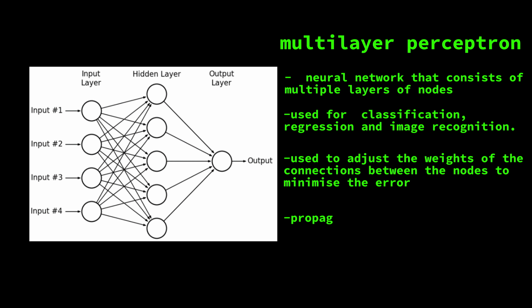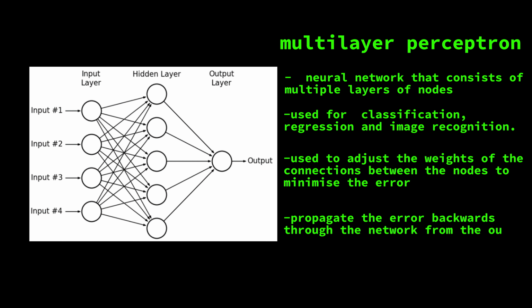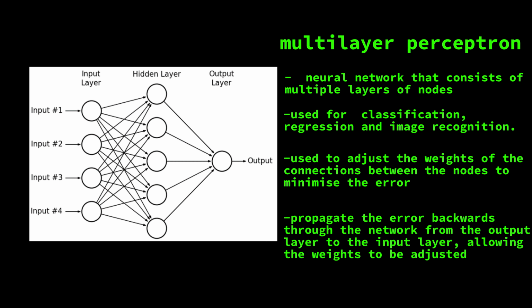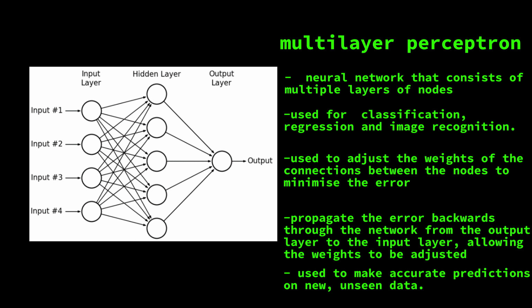Backpropagation is used to propagate the error backwards through the network, from the output layer to the input layer, allowing the weights to be adjusted at each node. Once the weights are adjusted, the multi-layer perceptron can be used to make accurate predictions on new, unseen data.